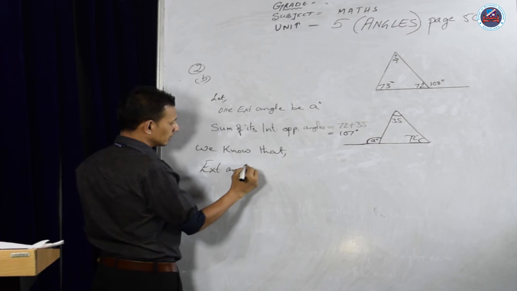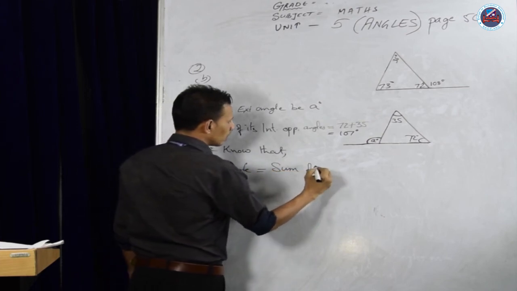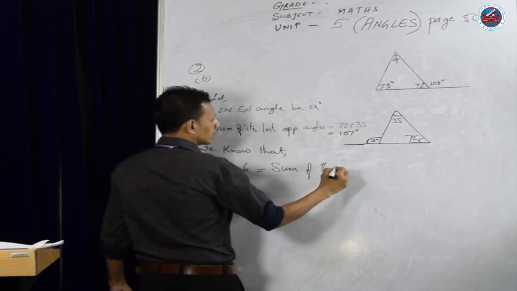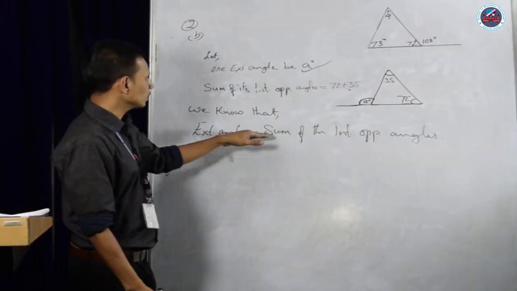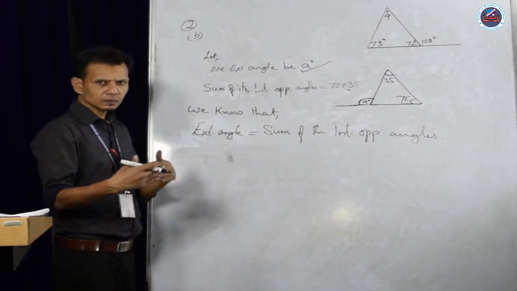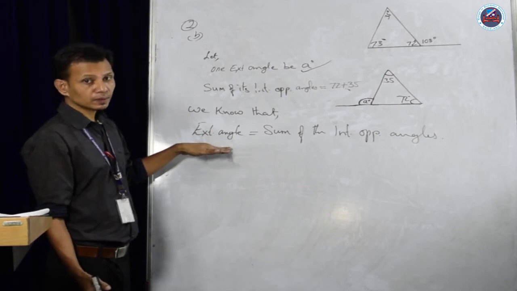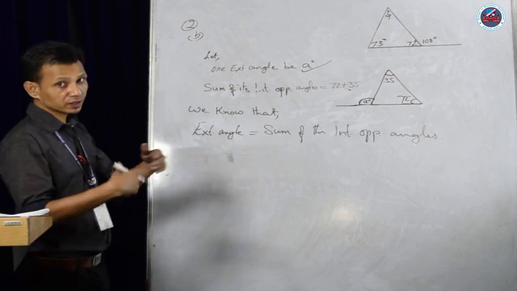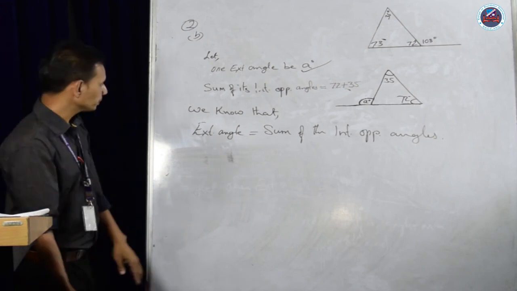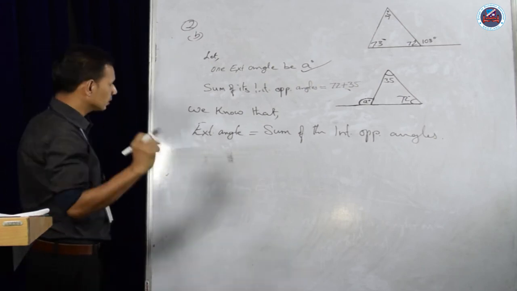Exterior angle is equal to the sum of the interior opposite angles. This is the formula, okay? From class 7, 8, 9, 10, you are going to get this formula. Remember, after 10 also you are going to get it. So please learn this formula by heart. Understand it and keep it in your head.